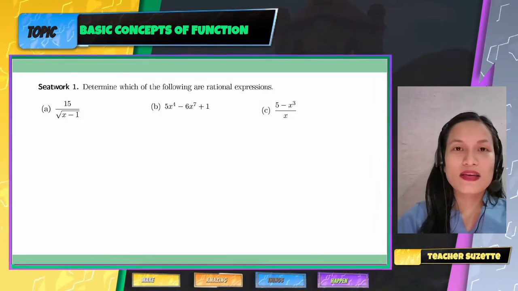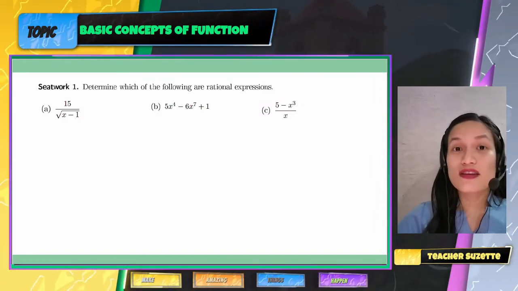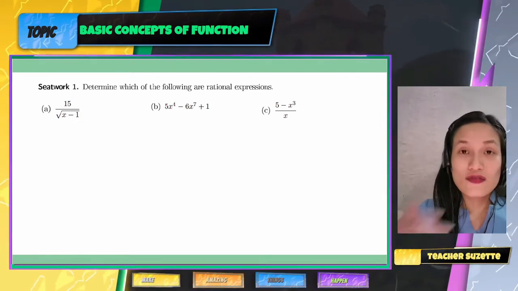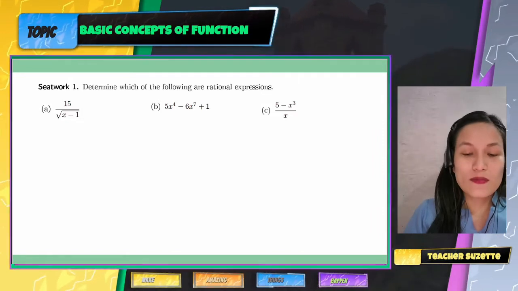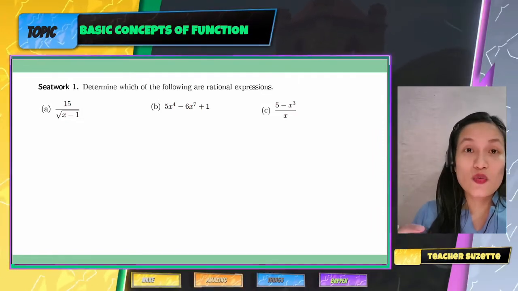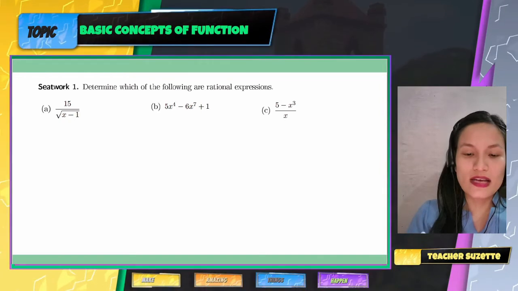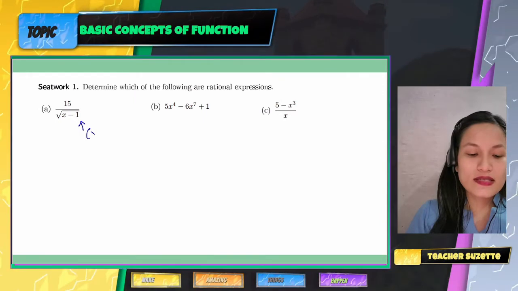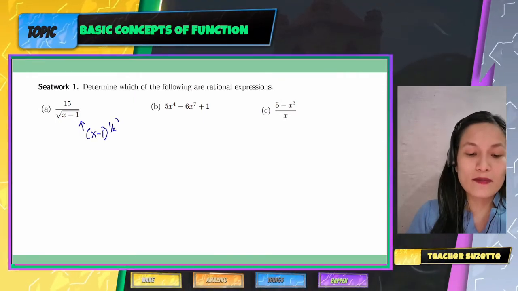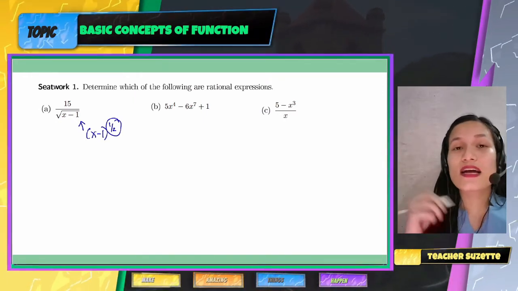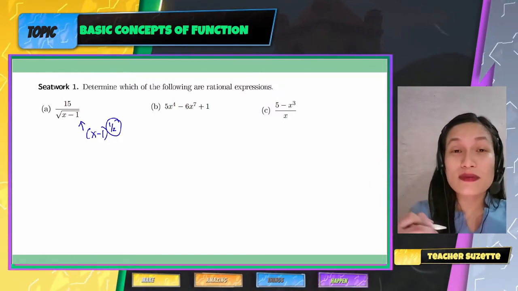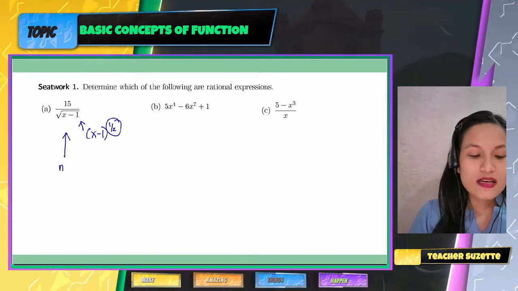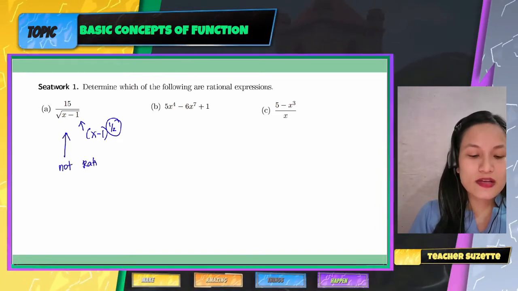Now, let's have this activity. Let's try to determine if the following are rational expressions. Rational expressions only. Let's have letter A: 15, still a polynomial. Then you have the square root of x minus 1. As you all know, the square root of x minus 1 can be expressed as x minus 1 raised to 1/2. And 1/2 is not allowed because the exponent of your polynomial should be a positive integer. So, therefore, this is not a rational expression.